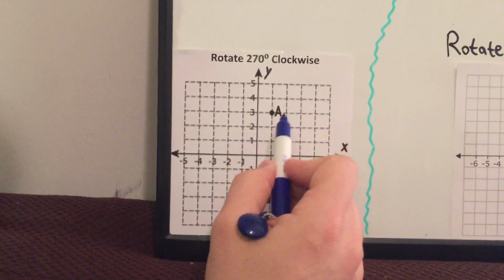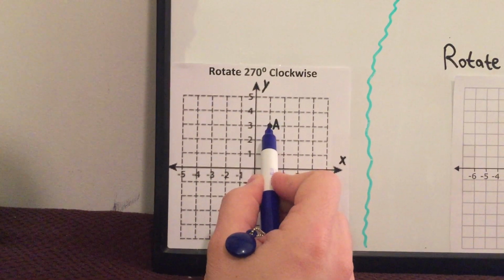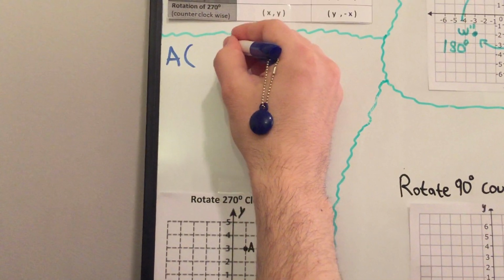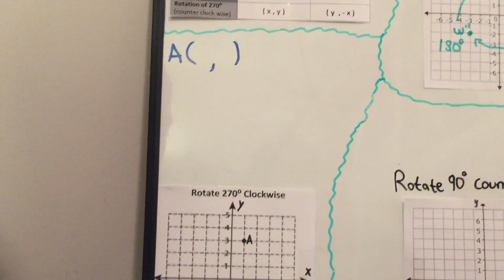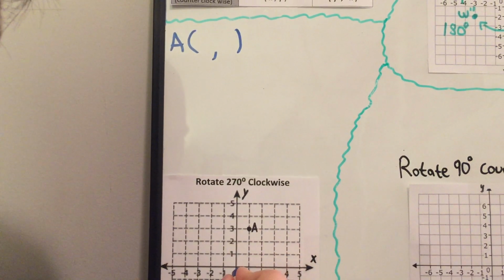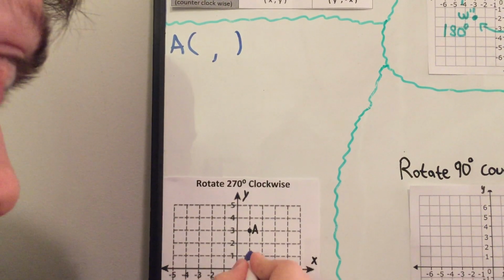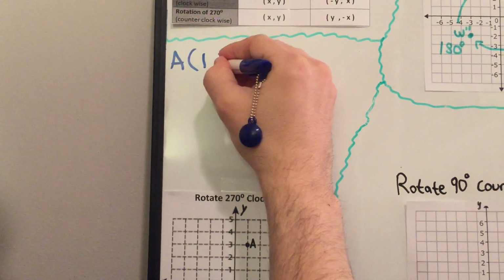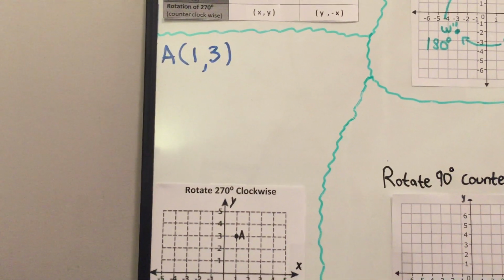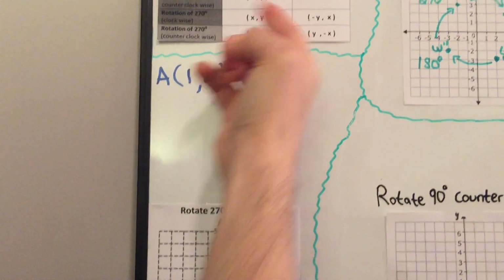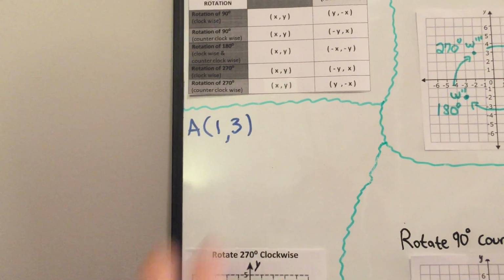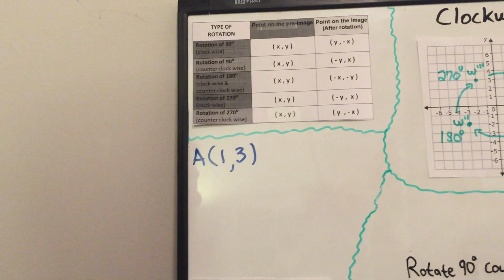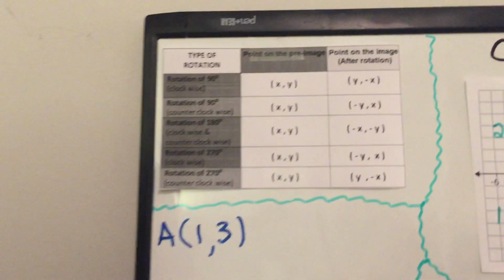What I need to do first is find the point that I need to rotate, and that's A. I'm going to come up here and write A. And I need to find A's coordinates. That's going to be 1, 3 right there. So I'm going to write 1, 3. Now, what I'm going to do is use my nifty little formula sheet above. And remember, you can either pause the video right here to use the formula sheet, or you can find it in the packet. It's up to you.